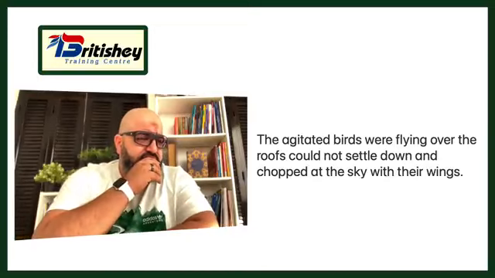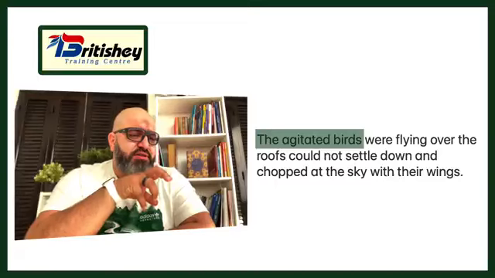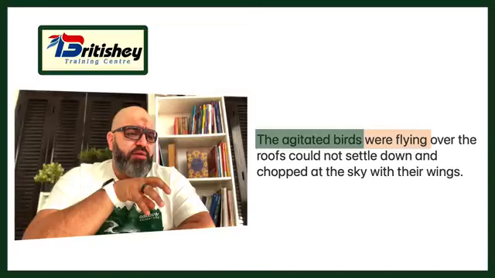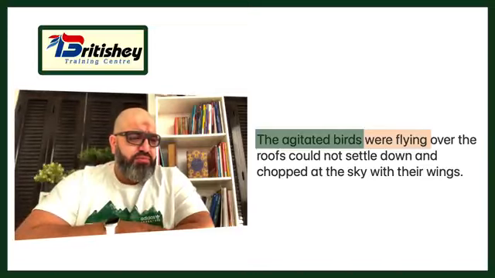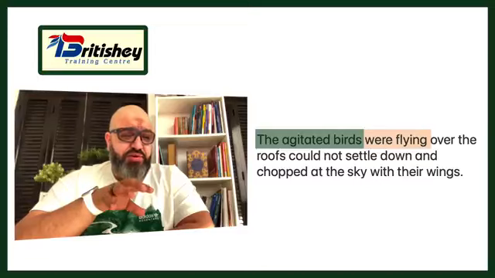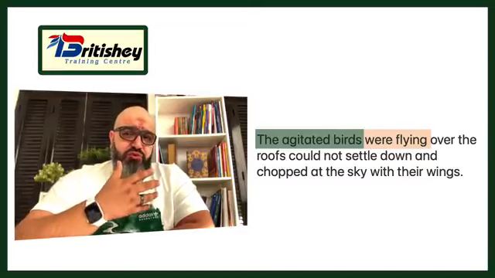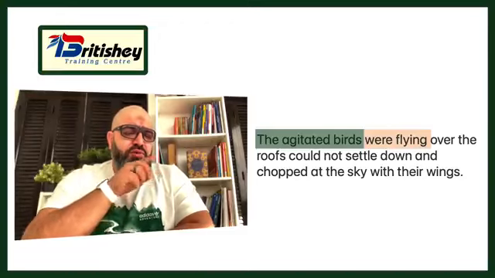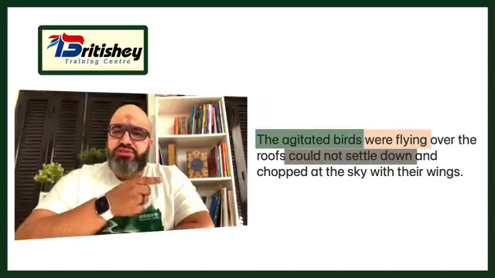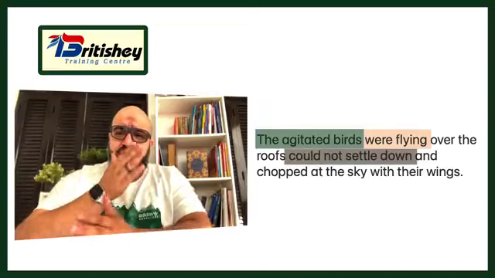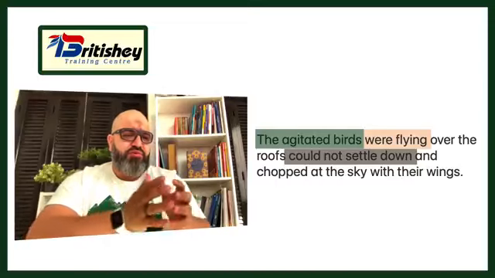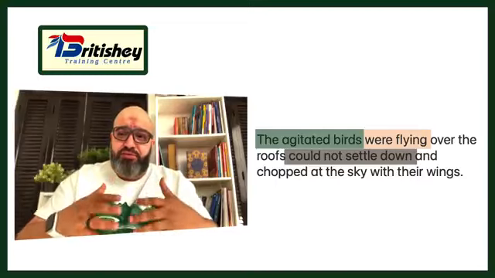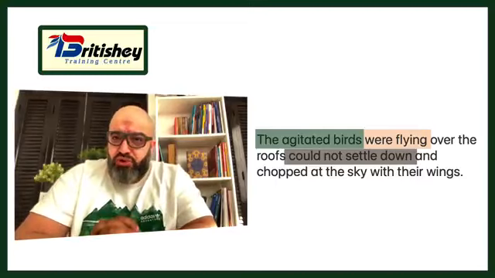Now let's analyze it. So I've got the agitated birds, and obviously that's a subject. And then we have were flying. Now flying is a present participle. And at the same time, it's a verb here because it's preceded by were, which is a form of verb to be. So we're flying over the roofs, could not, but wait a minute. Could not settle, that's another verb. And there isn't any connector between the verb were flying and the verb could not settle. You know what that means? It means that we have double verbs in a sentence, which is wrong.